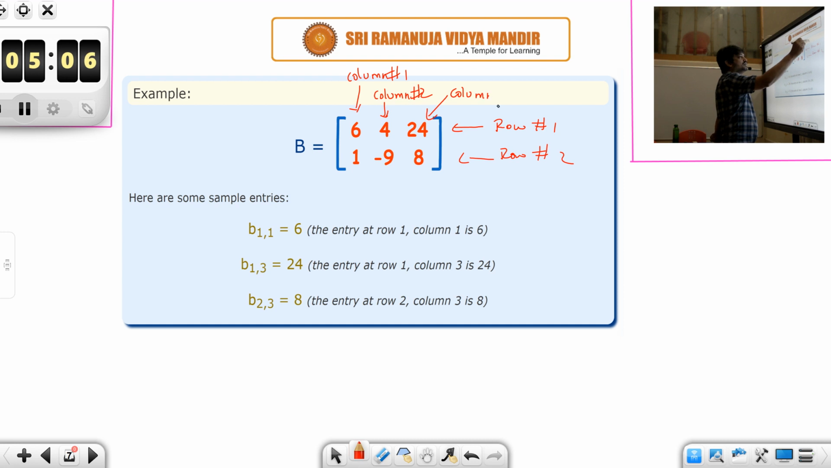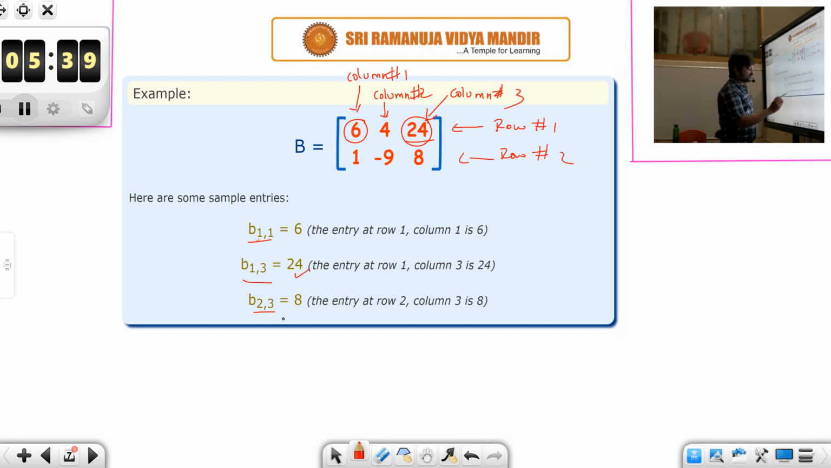Okay, so now here are some simple sample entries. b11. What is b11? Look at this. The row number is 1 and the column number is 1. So you can clearly identify that it is the element denoting the first row, first column, so it should be 6. Similarly, b13. b13 means first row, third column. You read it as row number and column number. So it is 24. Okay.